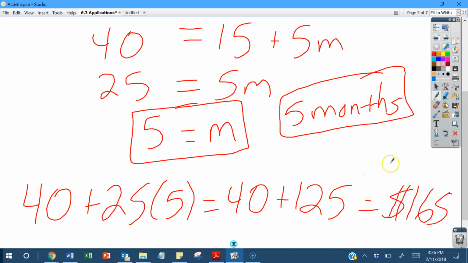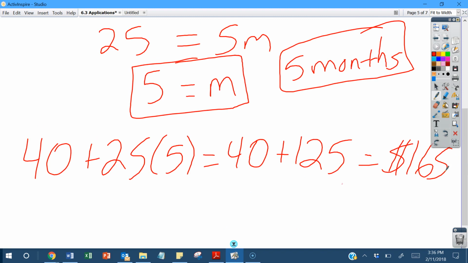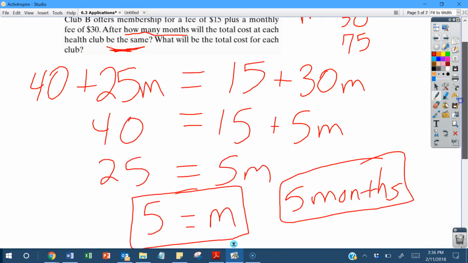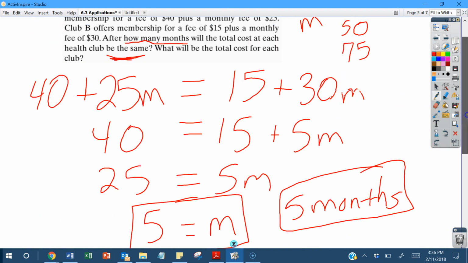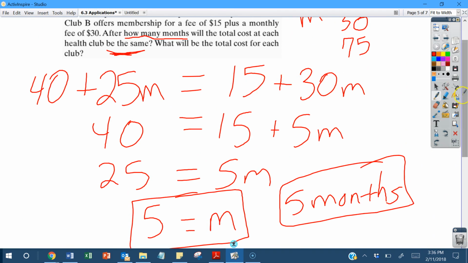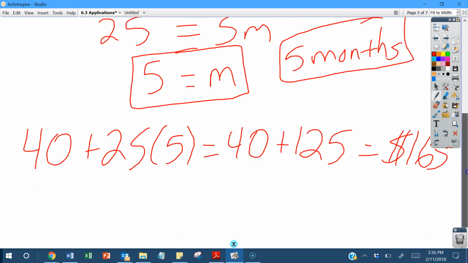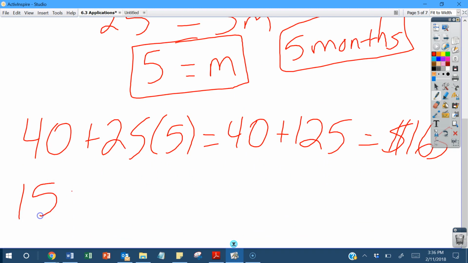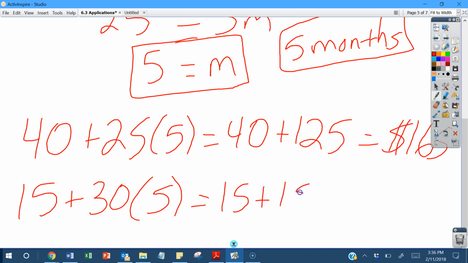That's how much it costs at Club A after 5 months. Now, I've already done the algebra to show that the cost at Club A after 5 months should be exactly the same as the cost at Club B. But let me plug in 5 here just to convince myself that I did everything right. So I'll check the cost of Club B after 5 months. It's going to be 15, the flat cost, plus 30 times 5, which is 15 plus 150, which is also $165.